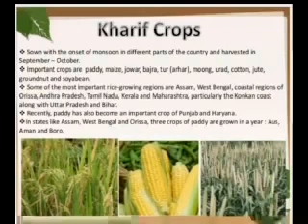Some of the most important rice growing regions are Assam, West Bengal, coastal regions of Orissa, Andhra Pradesh, Tamil Nadu, Kerala and Maharashtra, particularly the Konkan coast, along with Uttar Pradesh and Bihar. Recently, paddy has also become an important crop of Punjab and Haryana. In states like Assam, West Bengal and Orissa, these crops of paddy are grown in a year.